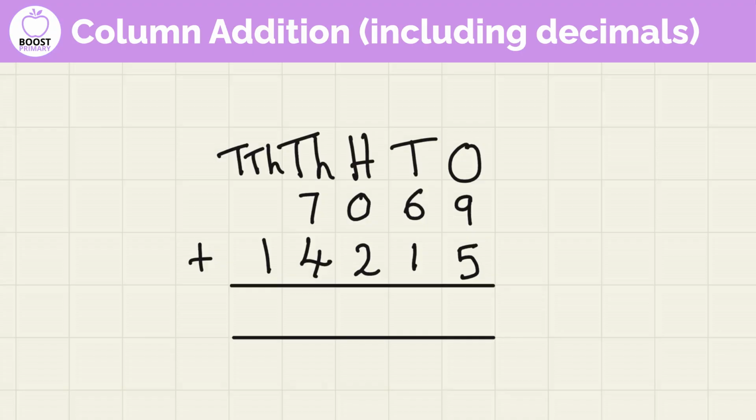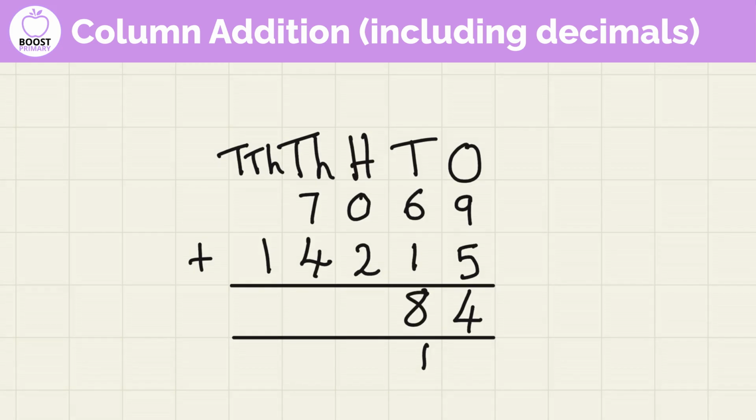9 ones, add 5 ones equals 14 ones. I'm going to take 10 of those ones and exchange them for a 10. I still have 4 ones to place in the ones column. Now it's on to the tens column. 6 tens, add 1 ten, add another 1 ten, equals 8 tens altogether.